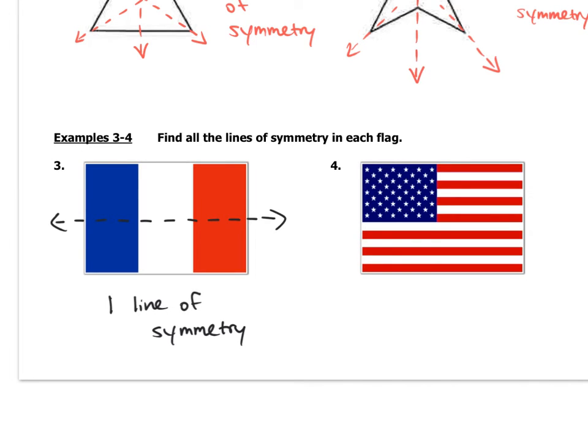If I try to draw a horizontal line, then in the top half I have my blue box with my stars, and the bottom half I don't have that. If I try to draw a vertical line, I have the same issue. I have the blue box in one part and then no blue box in the other. So we would say that for the American flag, there are no lines of symmetry.